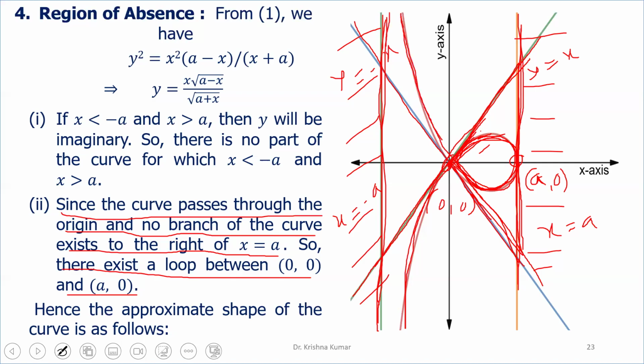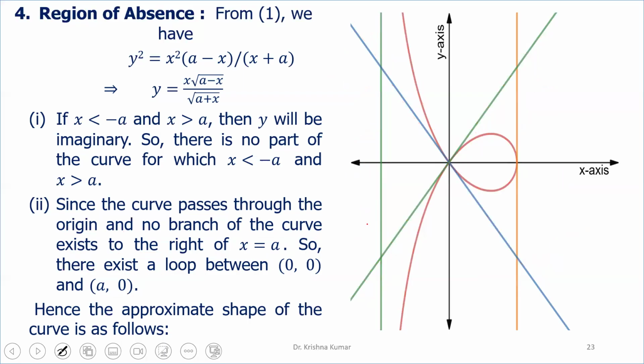And since this is an asymptote of the given curve, this branch will never cut the line x equal to minus a. Hence, this is the approximate shape of the given curve.